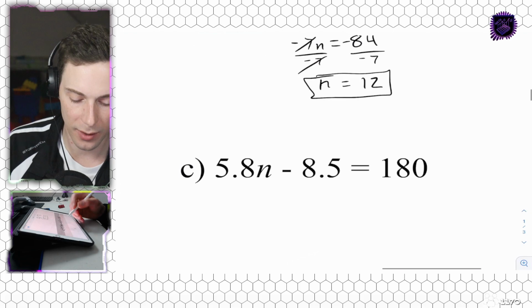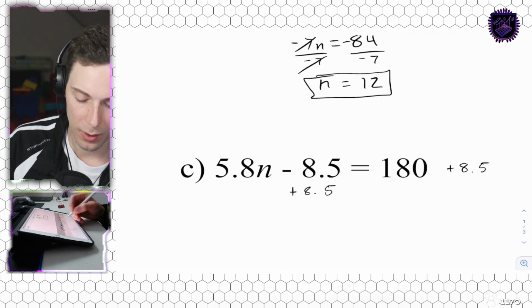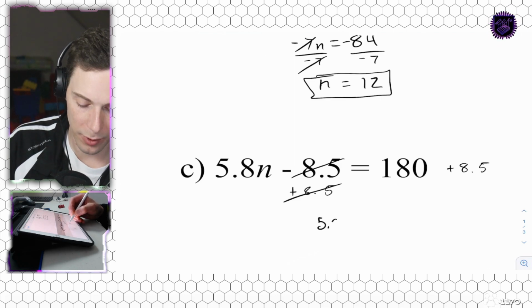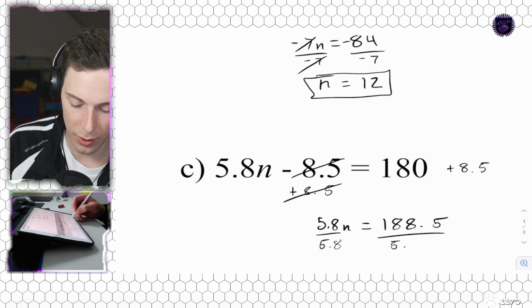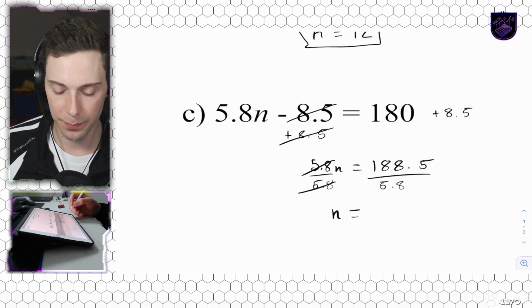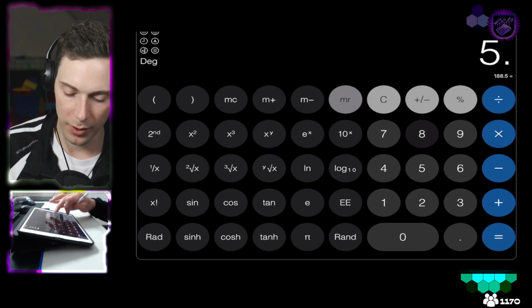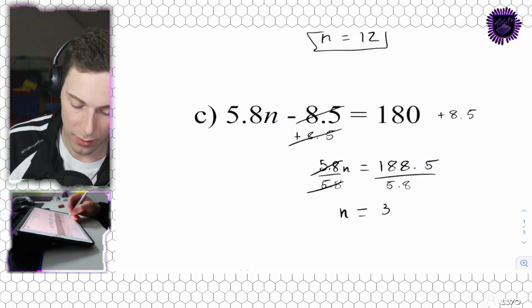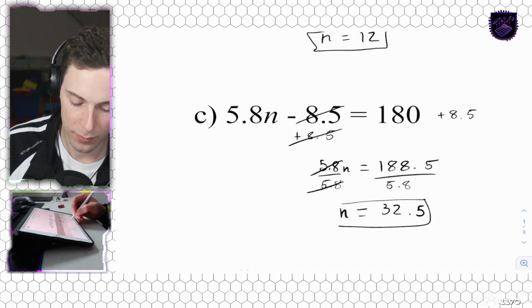Next one. So we're subtracting, so we want to add 8.5 to both sides. This side it cancels out, leaving us with 5.8n is equal to 188.5. Divide by 5.8, divide by 5.8. This side cancels out, leaving us with n. n will be equal to 188.5 divided by 5.8, which is equal to 32.5. That's a weird one. D.